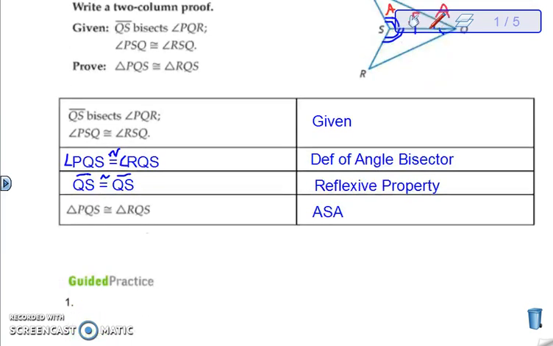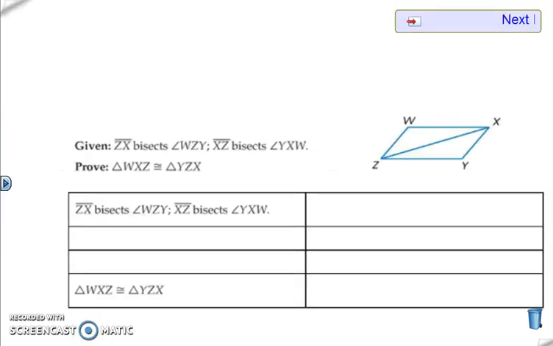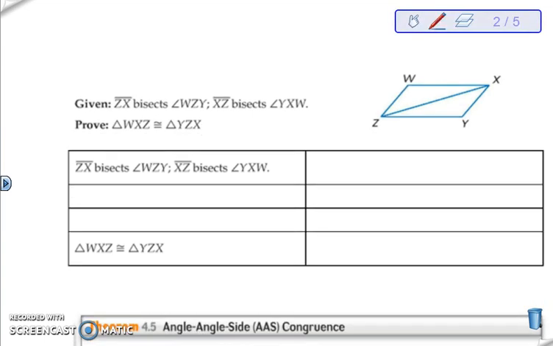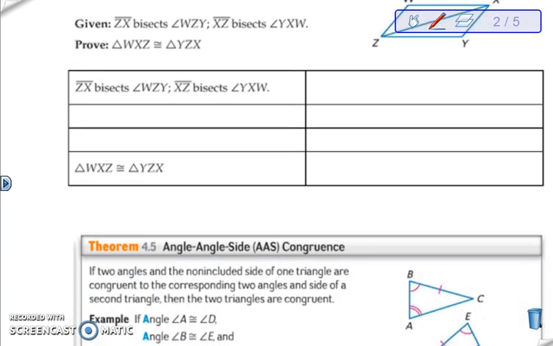Alright, so I will let you try guided practice number 1. Similar idea, just go in and fill in the proof. Remember, you're looking for angle, side, angle.